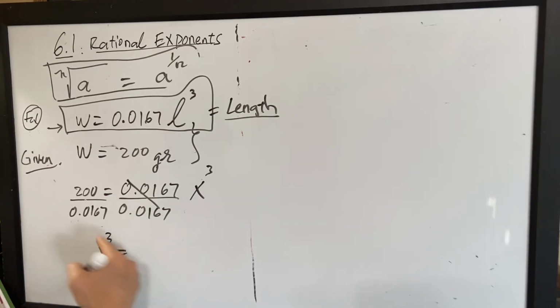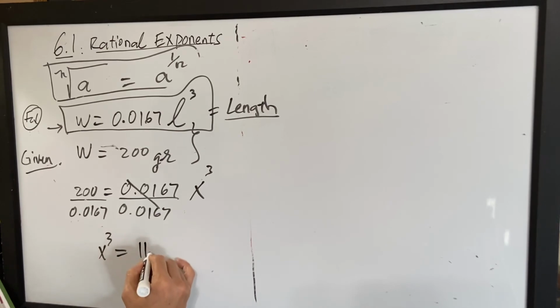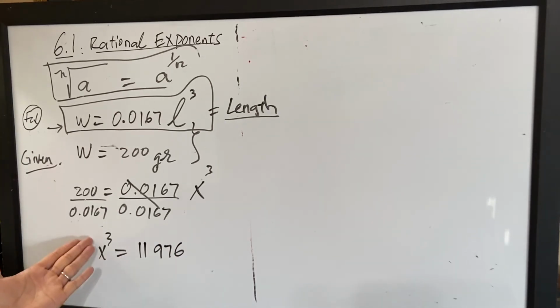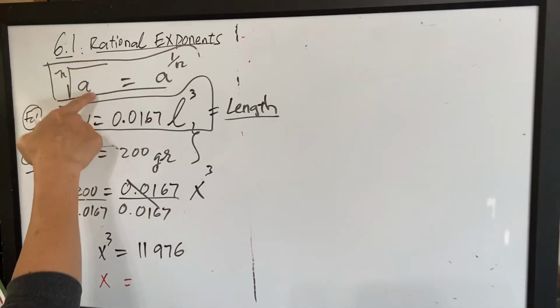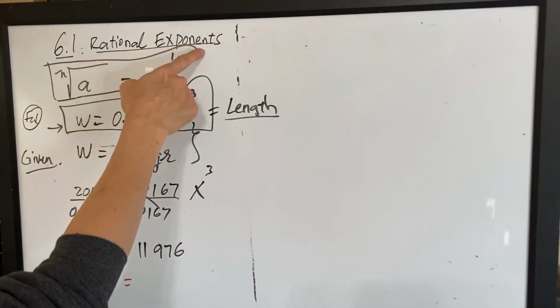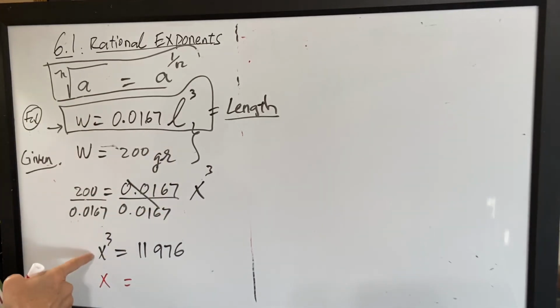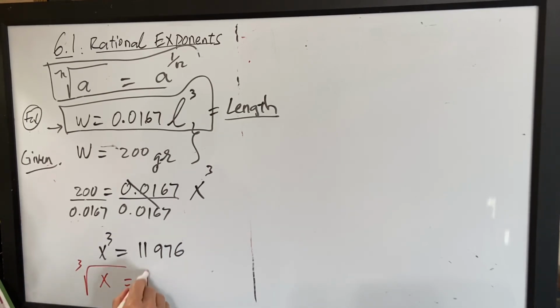And then using your calculator, I'll let you use your calculator, 11,976. Okay, the length to the third power equals that. Asking you what is the value for X. Again, we need to find X, right? I need to find x alone. How do I solve for that? This is how we convert rational exponents into radical form, vice versa. To get rid of the third power, what do I do? That's right. Take the third root of both sides.